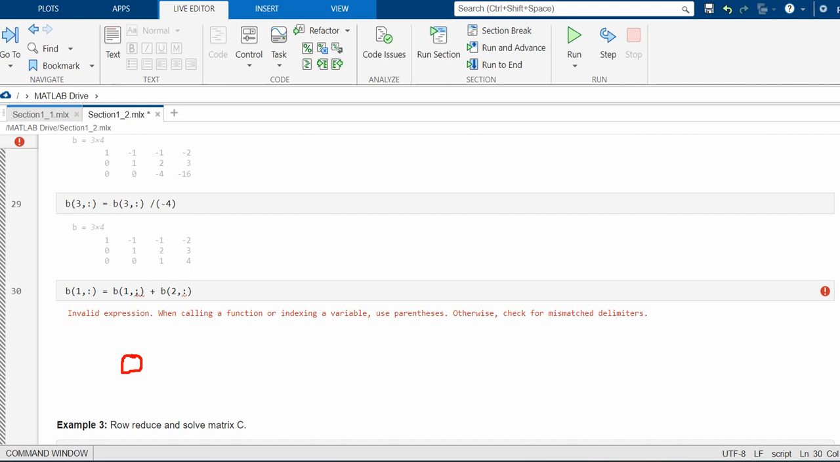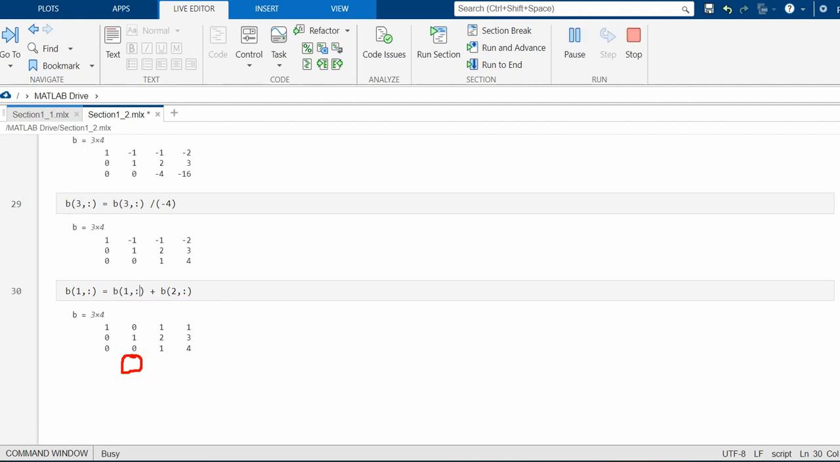It didn't like it because this is a semicolon. I don't know if you can see that, but there I got it right. And I did get the 0 above the pivot like I wanted. Yay.